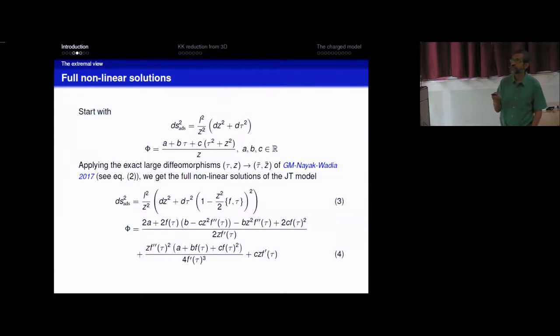Note that it's just these 3 parameters that completely specify this phi. Anyway, applying this large gauge transformation that I mentioned earlier, this is the full set of nonlinear solutions of the Jackiw-Teitelboim model. So starting from here, just apply the usual diffeomorphism transformation to the metric and the diffeomorphism appropriate to scalars, and this is what you get.